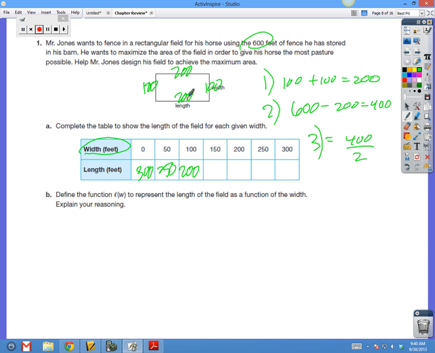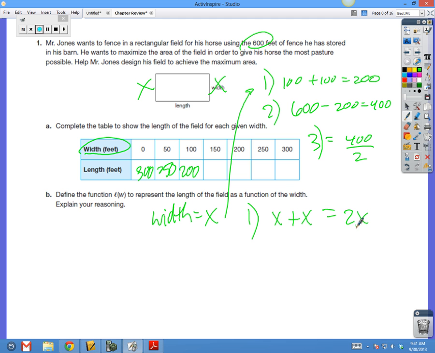So now B, what if you use width as x? Just follow these steps. Move number 1, I'm going to do x plus x because you're using x on the left and x on the right. So I'm at a total of 2x. Move number 2, you're going to take the total, which is 600, and subtract what you've used, 2x, and 600 subtract 2x is just 600 minus 2x.